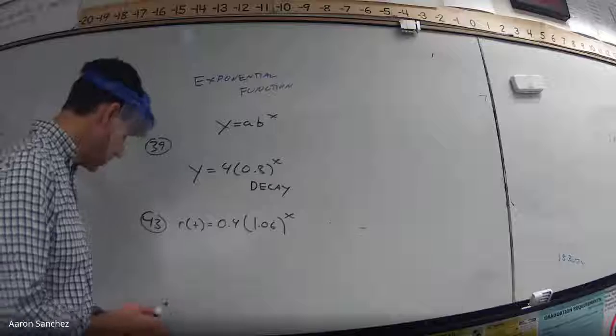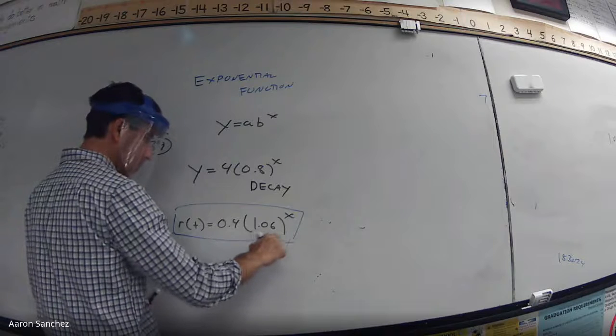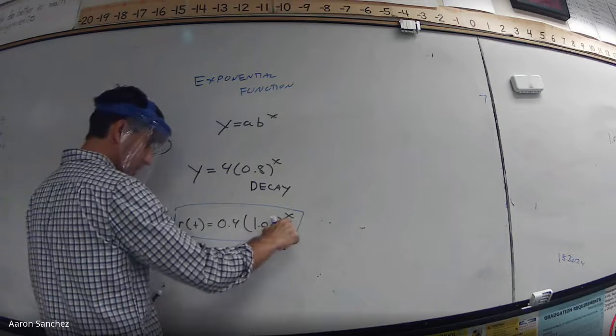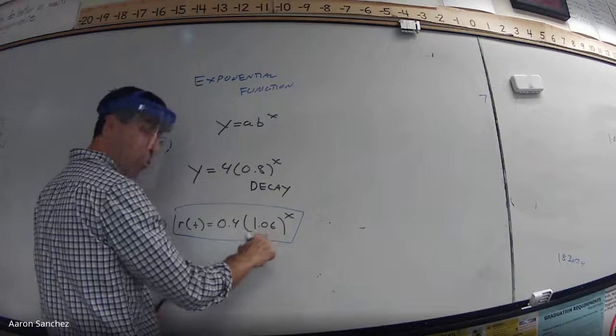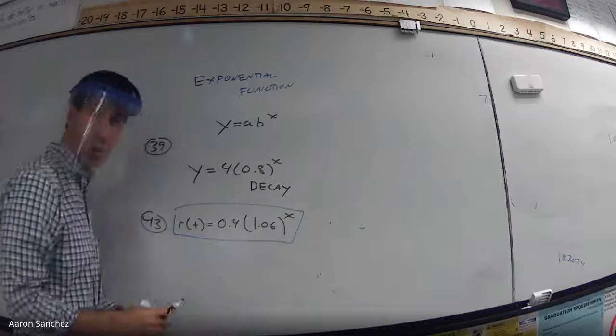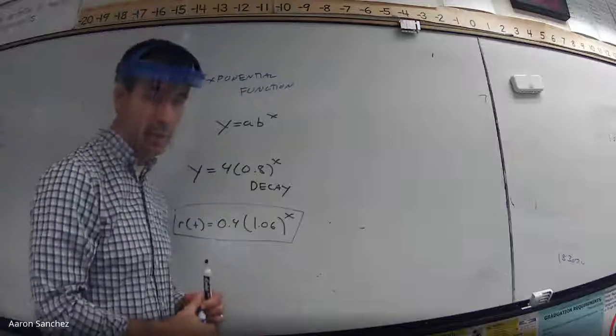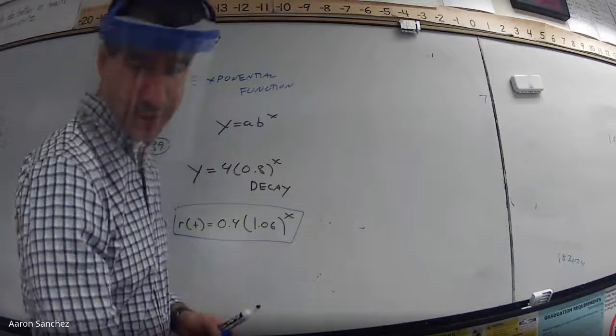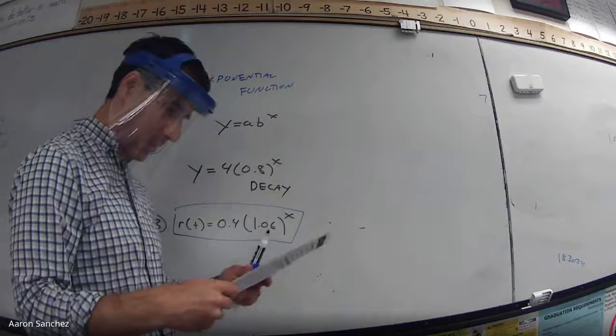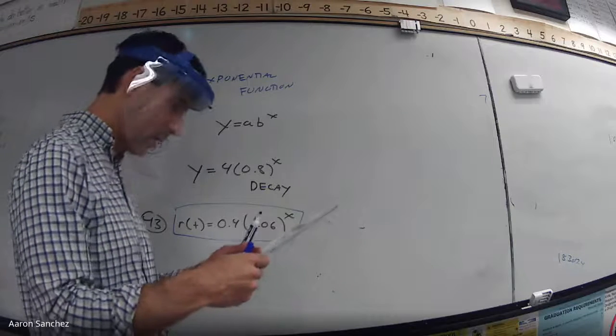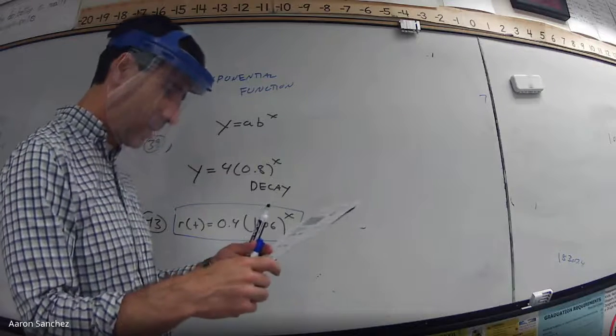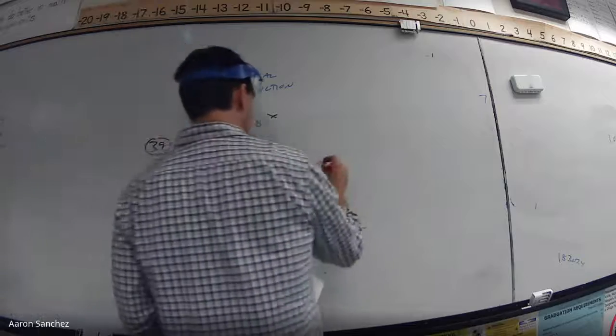Growth. Yes, why? Because b is greater than 1. Crystal, see this number here? The b, which is next to the exponent, is bigger than 1. If it's bigger than 1, it is growth. That's it. That was 43. Let's look at 47. This is the last one, and we're done.